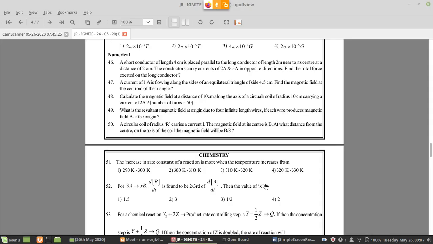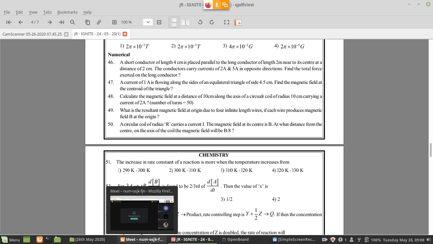Tejaswini, what is the formula? Kirti, what is the formula?